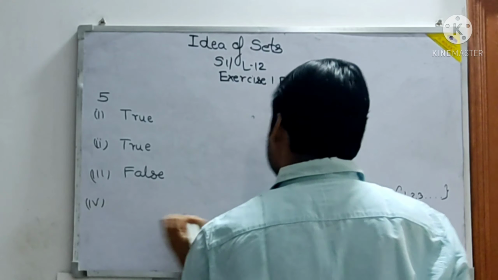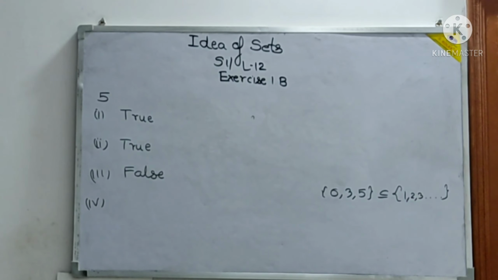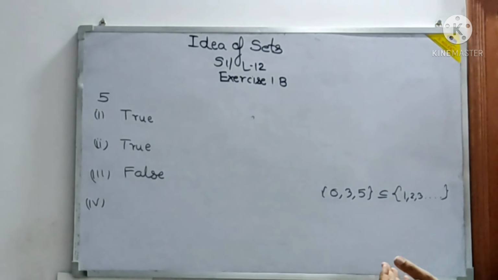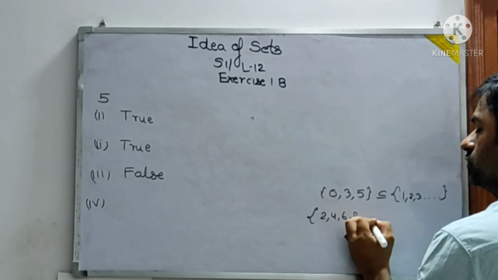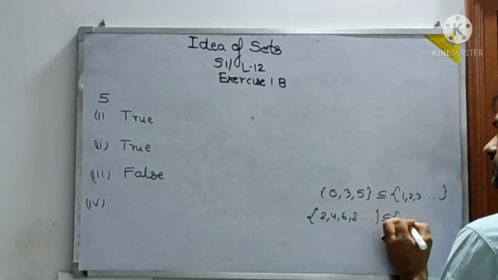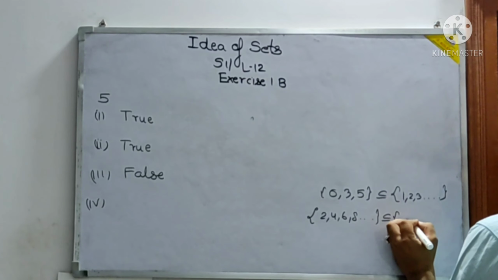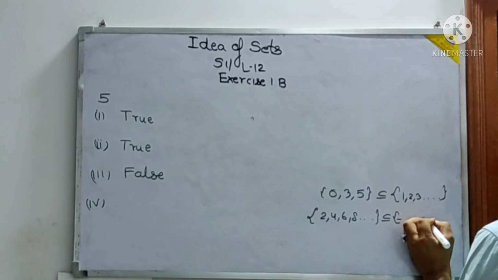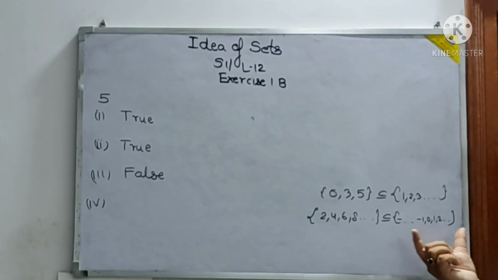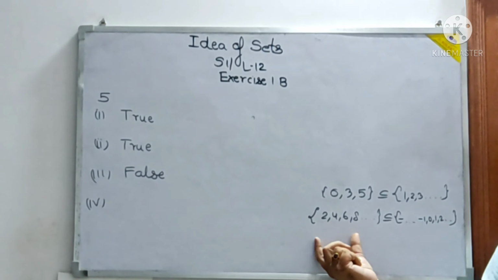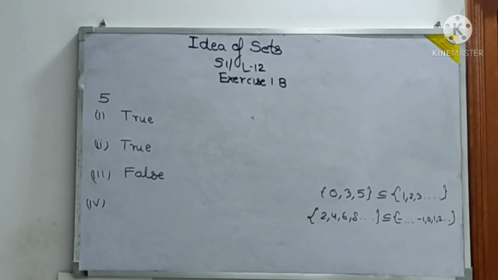Then fourth part, x is an even number and x is an integer. Yes, even numbers means 2, 4, 6, 8 and so on. And integers means from minus 1, 0, 1, 2 and so on. So this group of integers includes negative also, positive also. A subset of it can be even numbers. So that fourth part also will be true only.